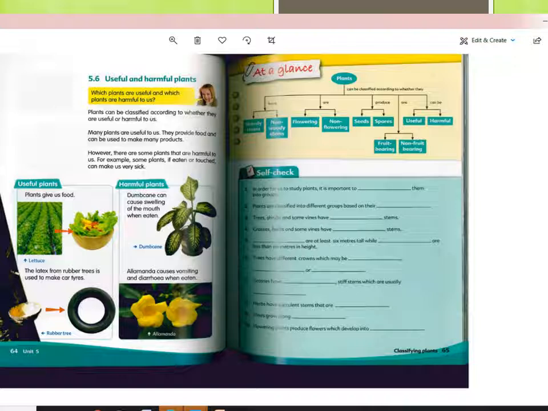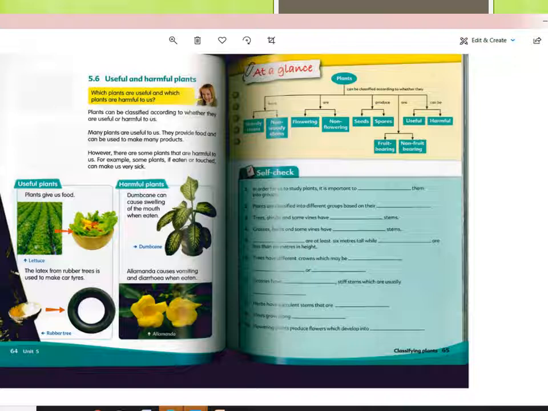So it's very important for you not to touch any plant or flower if you're going outside, because sometimes even touching some plants can give you a rash or something. So it's better not to touch them and do not eat them because some plants can be harmful to us.